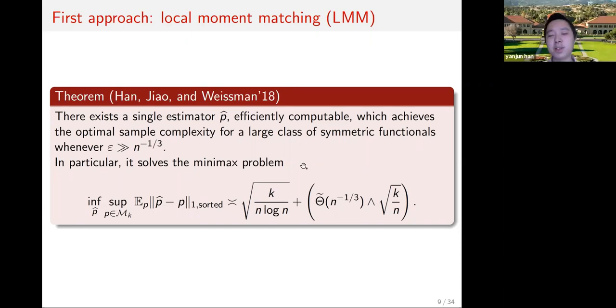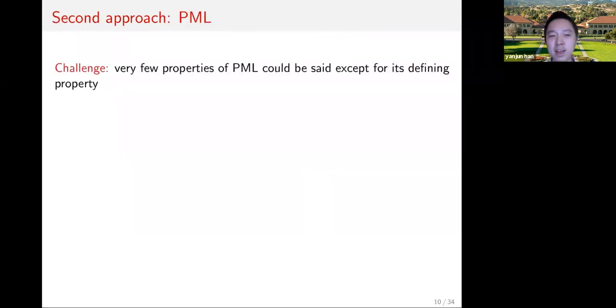Then what is the second approach? As you may correctly guess, it should be the PML. But the main challenge for the PML is that after its invention in 2004, very few statistical properties of the PML could be said, perhaps except for its defining property that the PML maximizes the likelihood of the profile. The main reason is that the PML is so hard to compute, and it does not admit explicit form solutions or even explicit first order approximations.